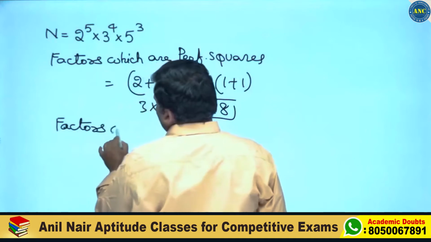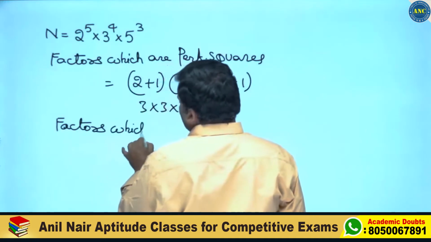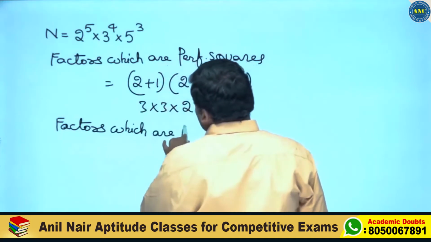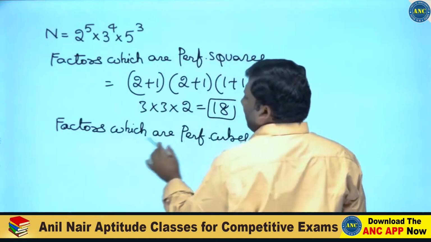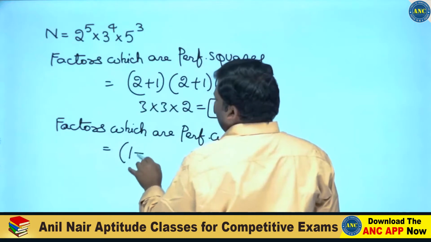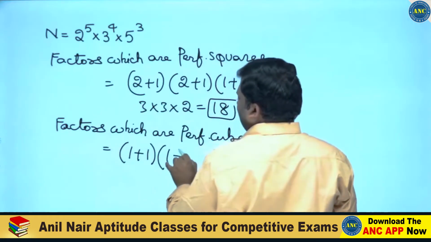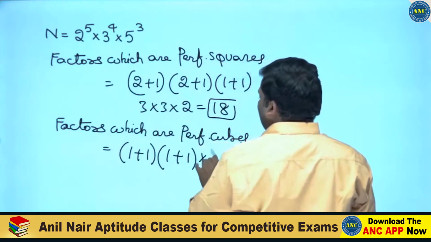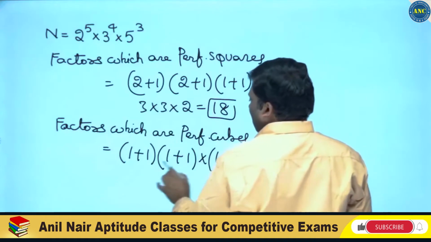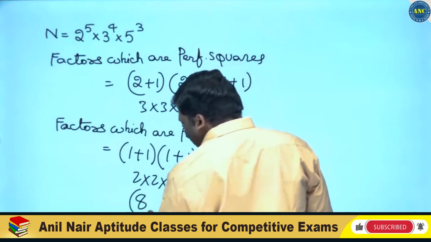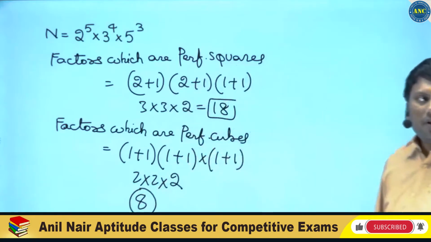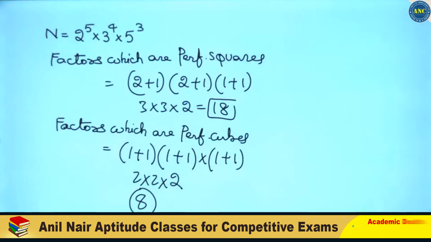Similarly, factors which are perfect cubes. Divide the power by 3 and add 1. 5 by 3, 1 plus 1. 4 by 3, 1 plus 1. Ignore decimal. 3 by 3, 1 plus 1. 2 into 2 into 2. 2 2s are 4, 4 2s are 8.